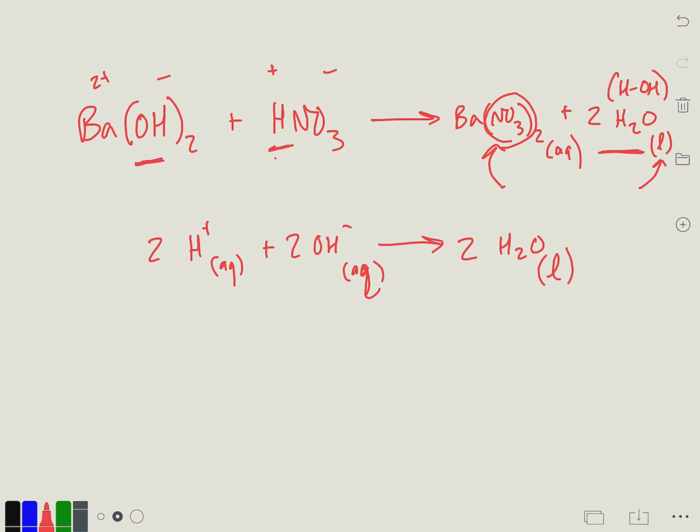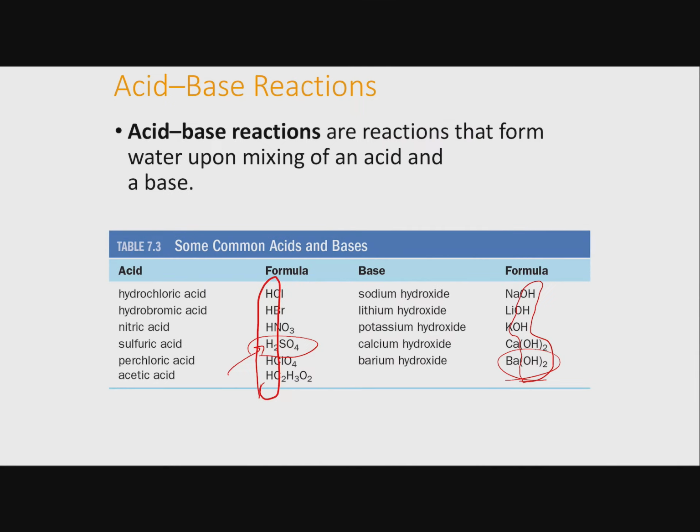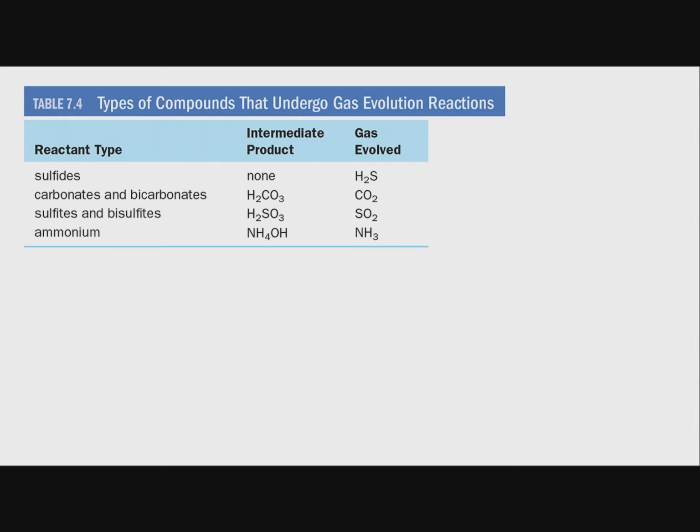Again, acid-base reaction. Acid has an H, base has an OH. That won't always be the case, and when we get to chapter 14 and look at acids and bases, you'll see that that's not always the case.